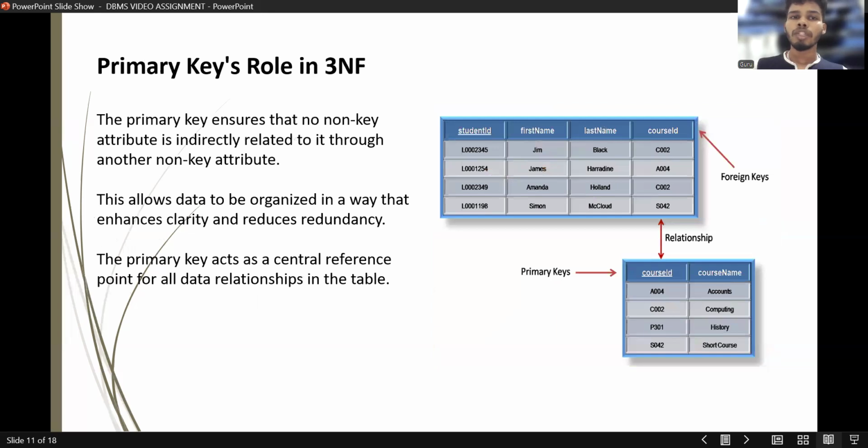So next we'll move on to the primary key's role in 3NF. The primary key ensures that no non-key attribute is indirectly related to it through another non-key attribute. This allows the data to be organized in a way that enhances clarity and reduces redundancy. The primary key acts as a central reference point for all the data relationships in the table. So it contains the foreign keys and the primary keys also. It contains student ID, first name, last name, and the course ID. But the second table contains the course ID and the course name. So this is the primary key's role in 3NF.